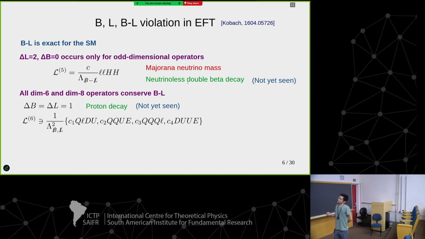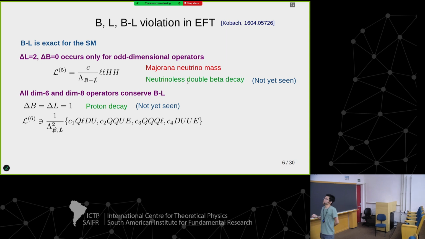And then all dimension 6 and 8 operators conserve B minus L. People have constructed all the possible operators and confirmed this. Although they conserve B minus L, B and L can each be violated by 1 unit. These are the 4 operators that we have seen at dimension 6. They lead to proton decay. Of course, this has not yet been seen. Otherwise, you would have known, as it would be one of the biggest news in physics.